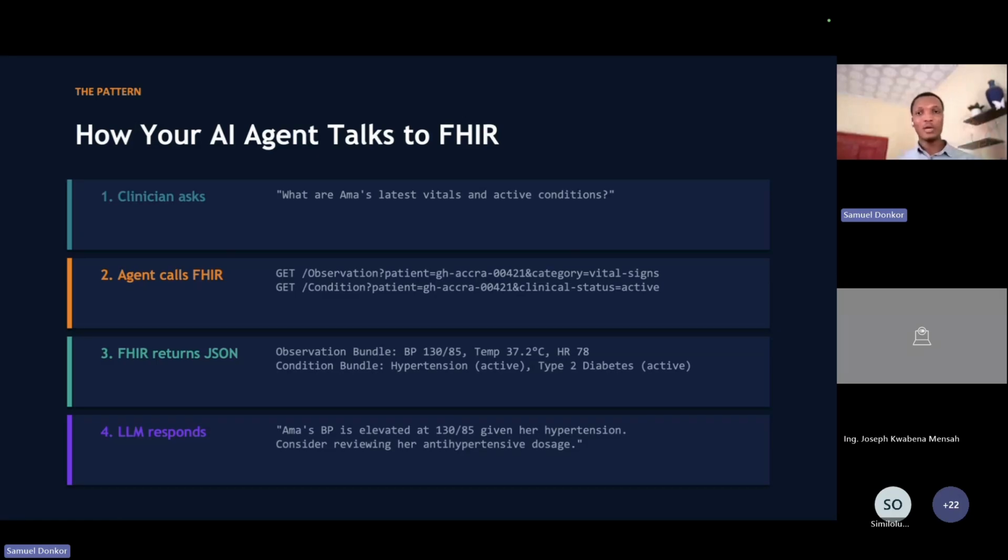So he asks about latest vitals. The agent reasons and decides which tools or endpoints to call, and then it returns your data. You're then able to pass that data in a human-readable way using, for example, a different LLM. Here we would be using a tool-calling model, FunctionGemma, and then Gemma for the LLM response.